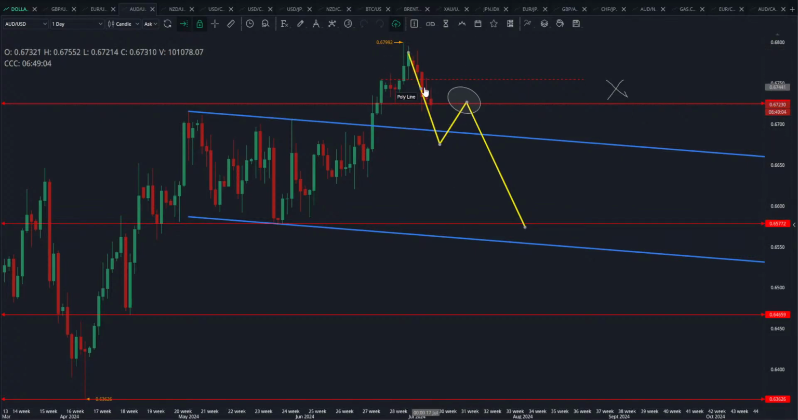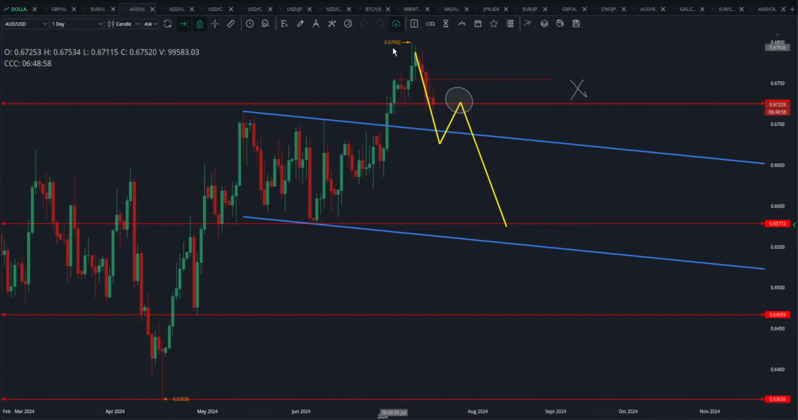I think this is a trap for the sellers. Let's see. Where is the potential resistance? This 0.6799 is the next level of resistance. Potential support will be at these highs. So I'll just make that available to you. These highs, I'm expecting them to act as a support now for the price when it reaches these levels. All right.